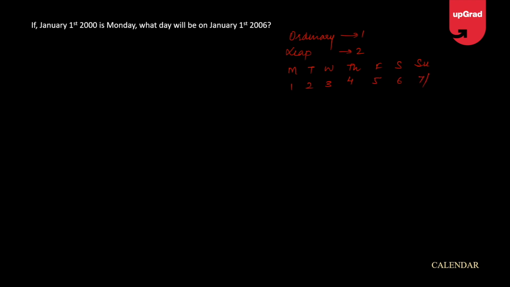This is what we need while we solve the question on your screen. We have to move from 2000 to 2001, 2002, 2003, 2004, 2005, and 2006. Now I know 2000 is a leap year, therefore the number of odd days would be 2. 2001 is an ordinary year, odd days 1, 1, 1. 2004 is a leap year, odd days 2, then 1, and 1.